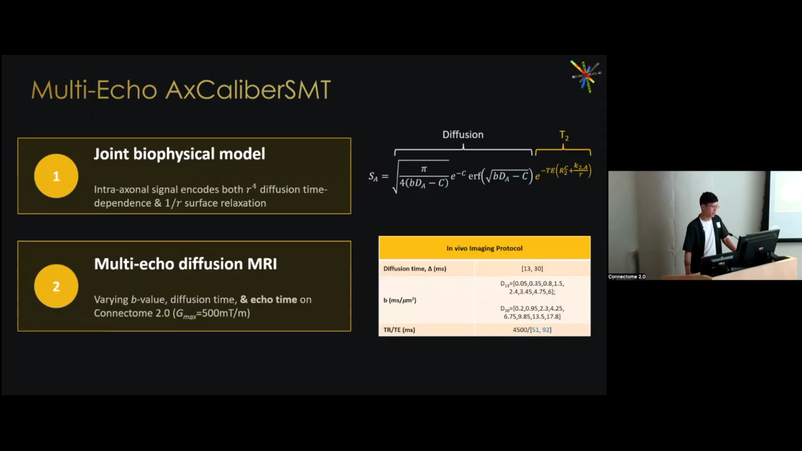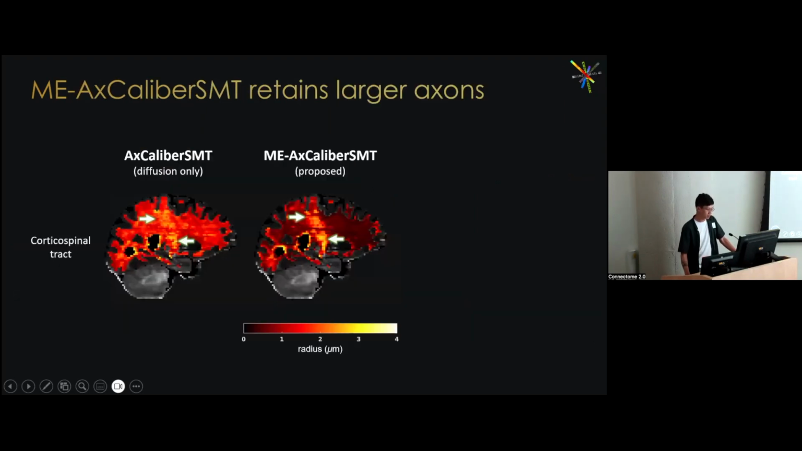And we acquire multi-echo diffusion MRI data on the Connectome 2 for the demonstrations by simultaneously varying the b-value, the diffusion time, as well as the echo time, so that we can measure both the diffusion and the T2 effect across different b-values. So here I show our preliminary in vivo result.